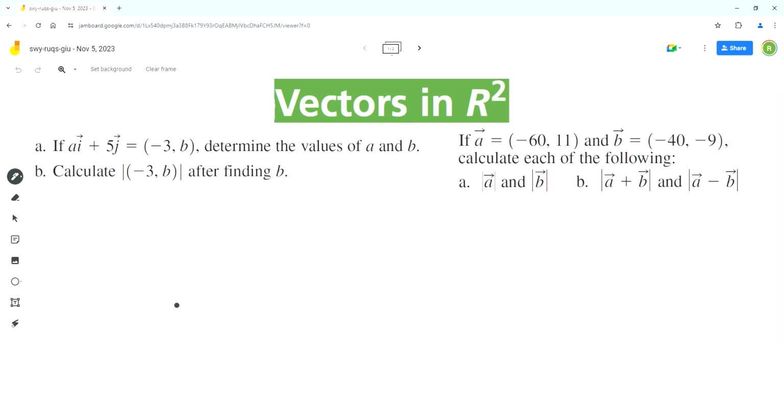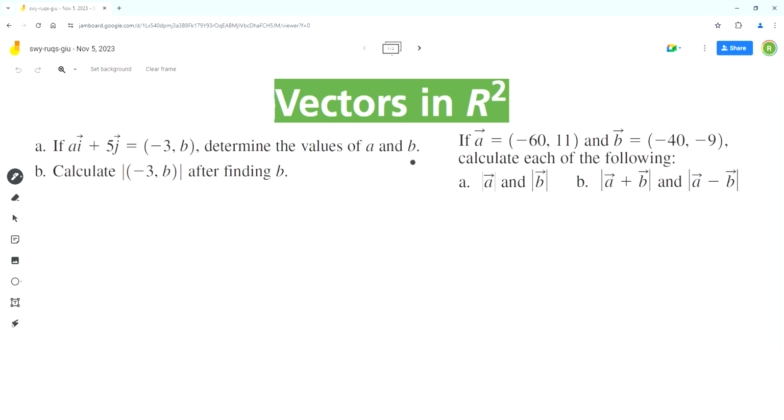So in this video, we'll solve these two problems based on the concepts of vectors in R squared. So let's start with the first problem. In part A, if ai plus 5j is equal to negative 3 comma b, determine the values of a and b.